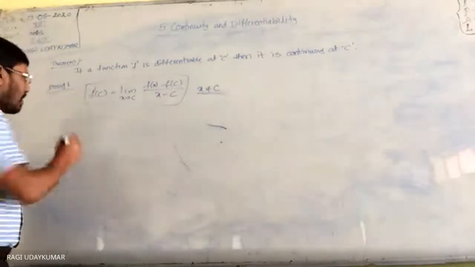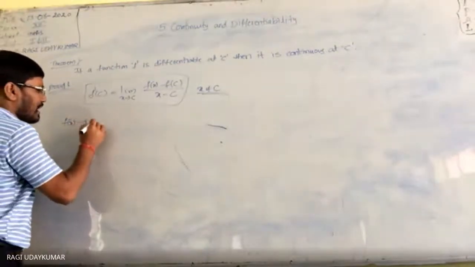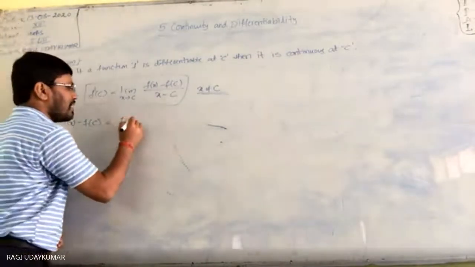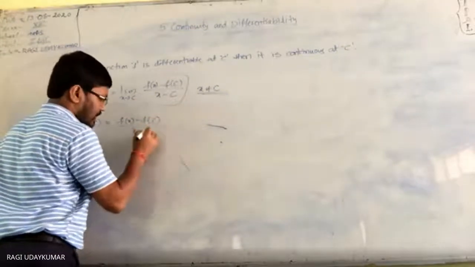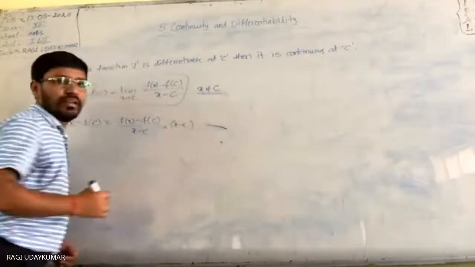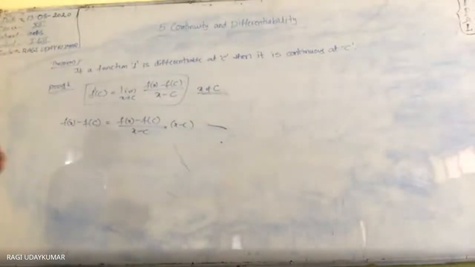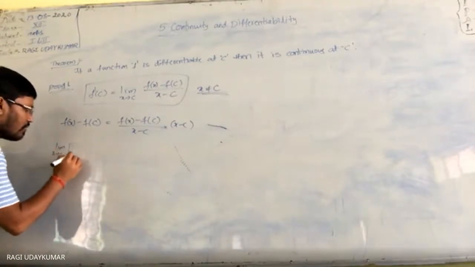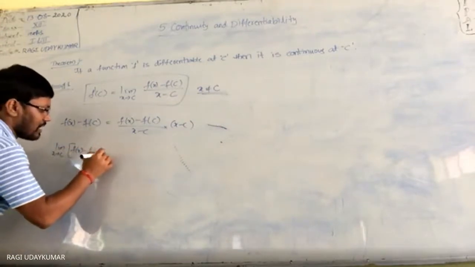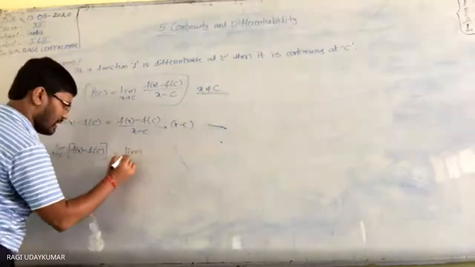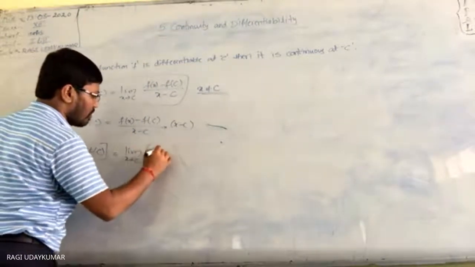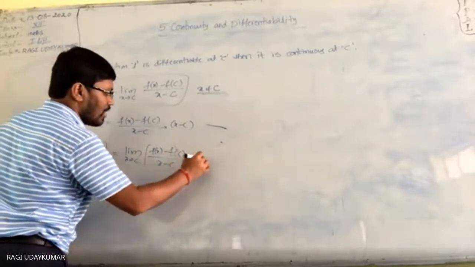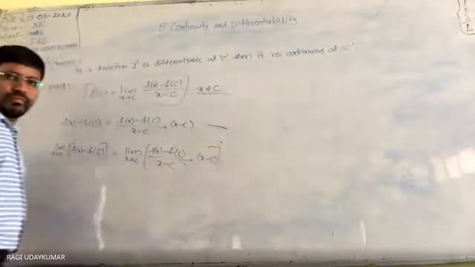Now let us consider the function f of x minus f of c. Consider f of x minus f of c, and divide this by x minus c and multiply by x minus c, and take the limit x tends to c on both sides. If the limit x tends to c of f of x minus f of c, here what do you get? Limit x tends to c of f of x minus f of c by x minus c into x minus c. Isn't it?